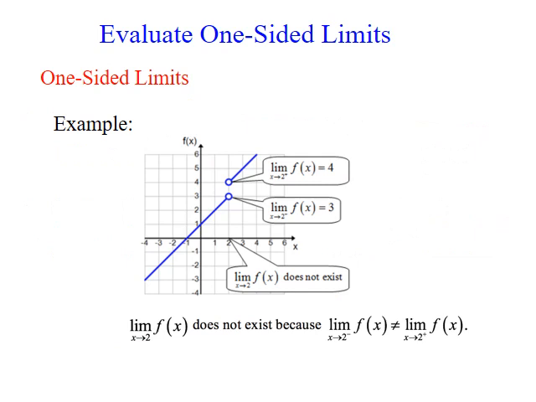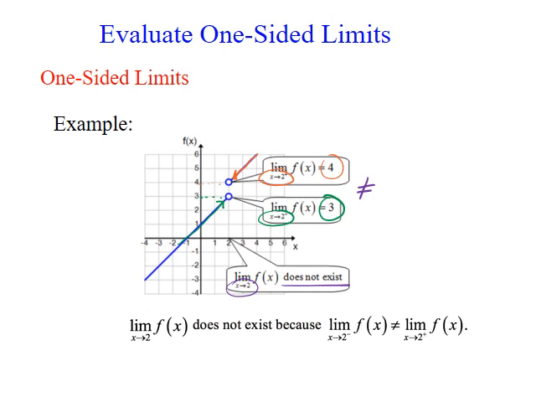Here, this is the function f of x, and this illustrates the limit of the function as x approaches 2 from the right. This intended height is 4. On the other hand, as we approach 2 from the left, this intended height is 3. Since these values are not equal, the limit does not exist.